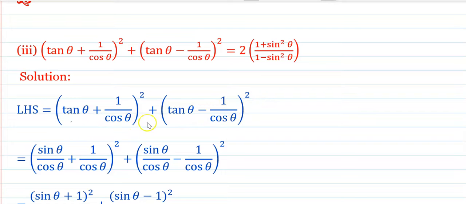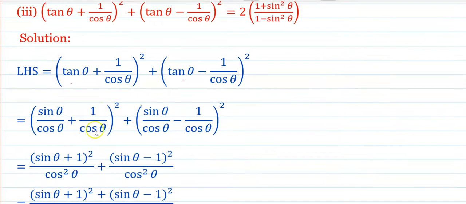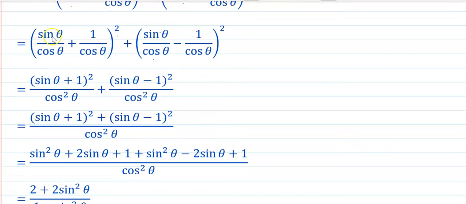Now convert this tan theta and this tan theta in terms of sin and cos. Therefore sin theta upon cos theta plus 1 upon cos theta bracket square. Next, tan theta, sin theta upon cos theta minus 1 upon cos theta bracket square. Next, sin theta plus 1 bracket square upon cos square theta. Okay, we will separate this. The denominator of both is the same. Sin theta plus 1 bracket square upon cos square theta plus sin theta minus 1 bracket square upon cos square theta.